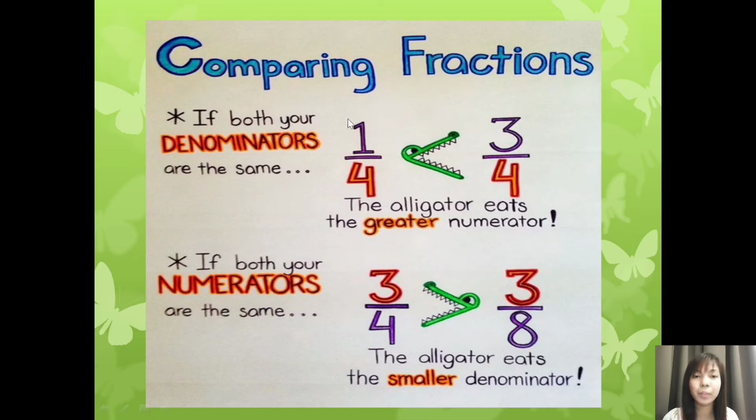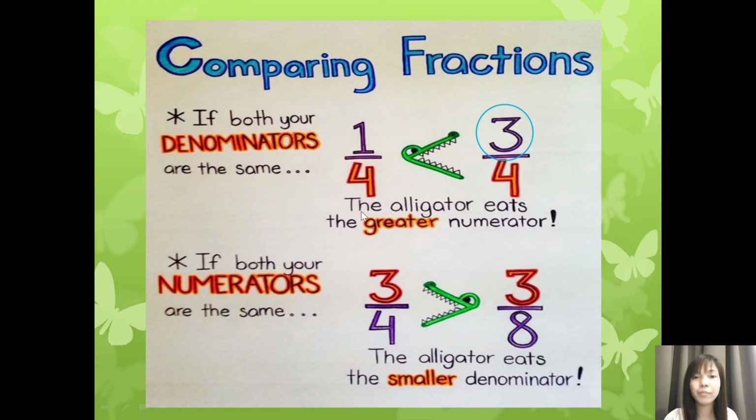So we have here the numerator 1 and then the numerator 3. So 1 is a smaller number, and 3 here is the bigger number than 1. Okay? So, which means 1 over 4 is less than 3 over 4. Understand? The 3 here is the greater number.